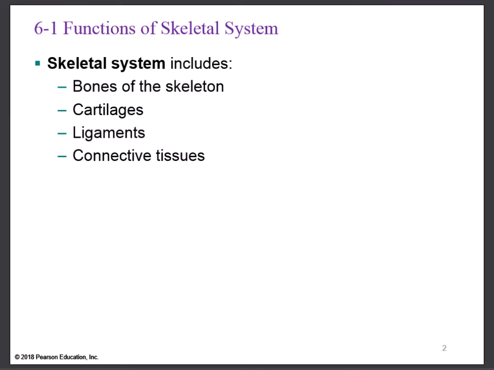When we think of the skeletal system, we want to consider all the bones of the skeleton, of which there are 206 of them. The bones are associated with cartilages, so they're part of the skeletal system. Ligaments hold bones together, and there's even some connective tissues that are associated with the skeletal system. As an example, blood is a connective tissue, and it turns out that blood is actually made in the bone.